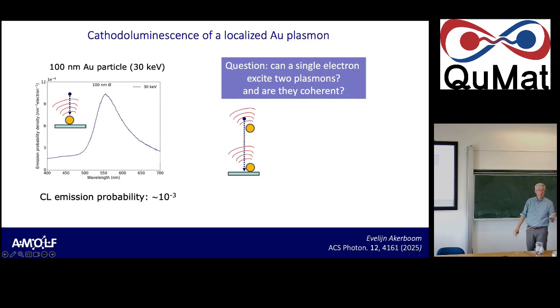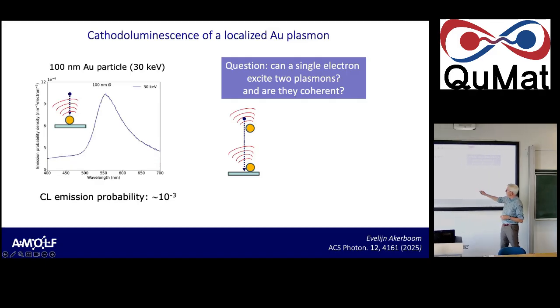You can wonder how efficient this process is. The electron beam loses energy, but that's a probability. The probability was that integral that I just showed you, the Fourier transform. It's about 10 to the minus 3.